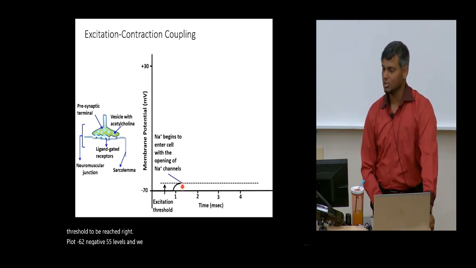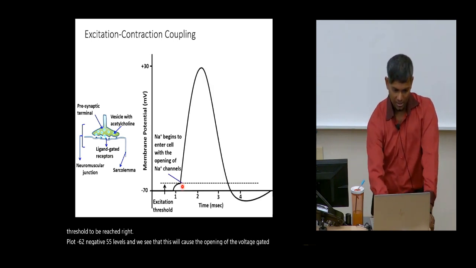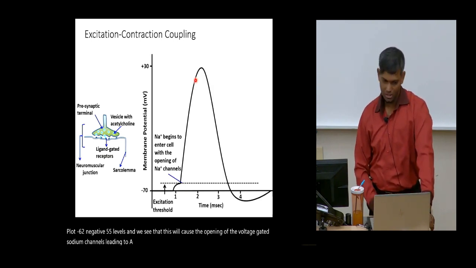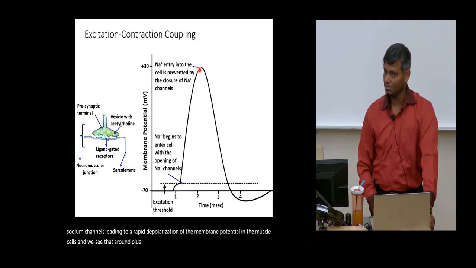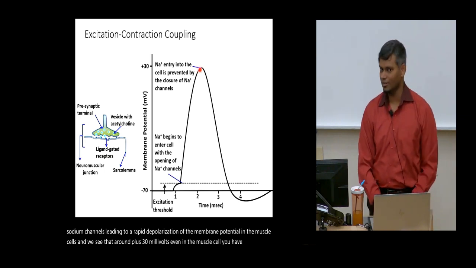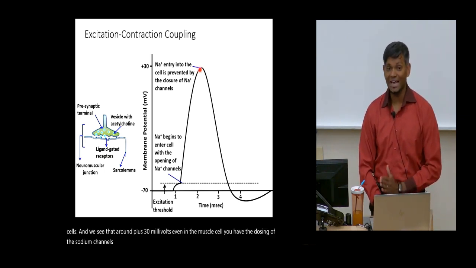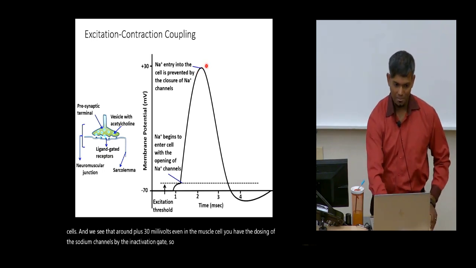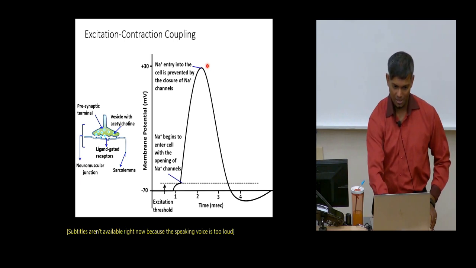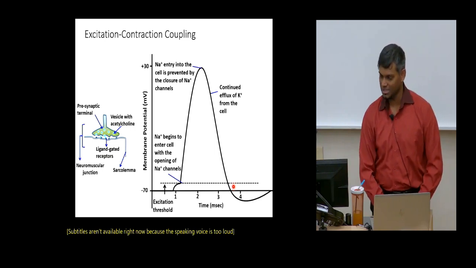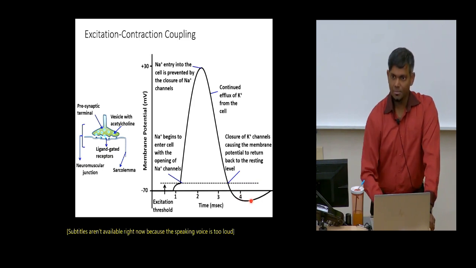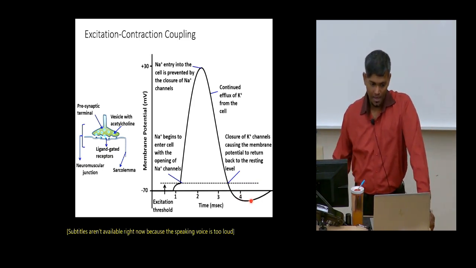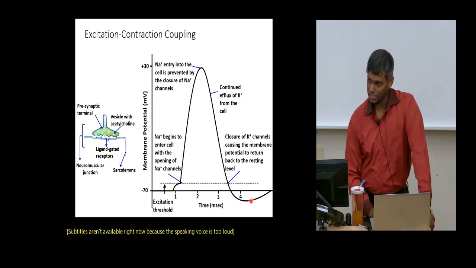And we see that this will cause the opening of the voltage-gated sodium channels, leading to a rapid depolarization of the membrane potential in the muscle cells. And we see that around +30 millivolts, even in the muscle cell, you have the closing of the sodium channels by the inactivation gate, right? So the inactivation gate closes, but the voltage-gated potassium channels will open up, and that leads to a rapid efflux of potassium ions from the cell, leading to the repolarization. And notice that because the potassium channels don't close as quickly, it can lead to hyperpolarization as well.